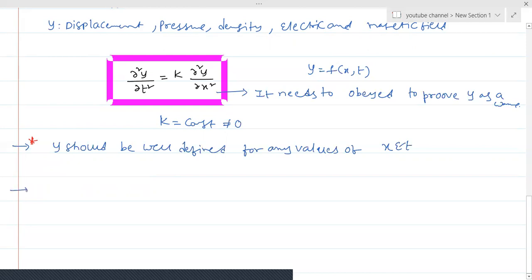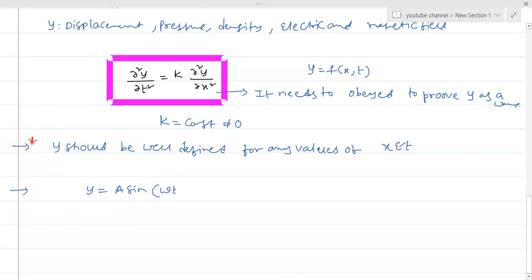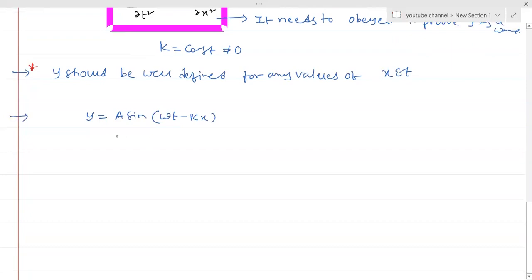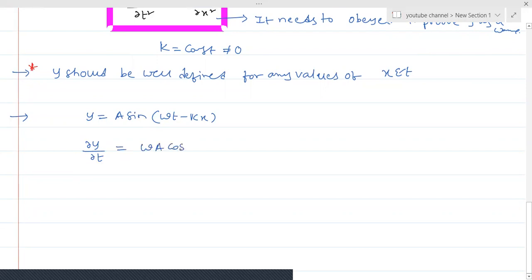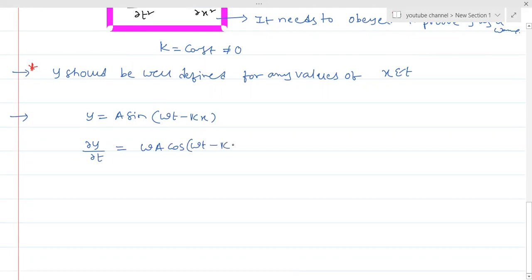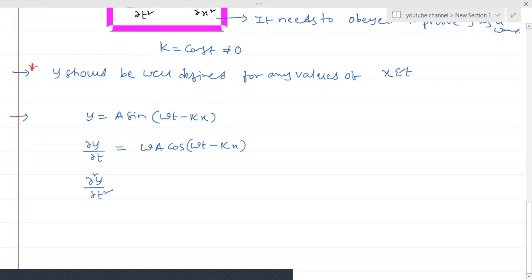For example, if I take y equivalent to a sine(omega t minus kx), this is the representation of a wave. First I will do dou y by dou t. Therefore I will get omega a into cos(omega t minus kx). If we take dou square y by dou t square, again differentiating, I will get minus omega square a into sine(omega t minus kx).